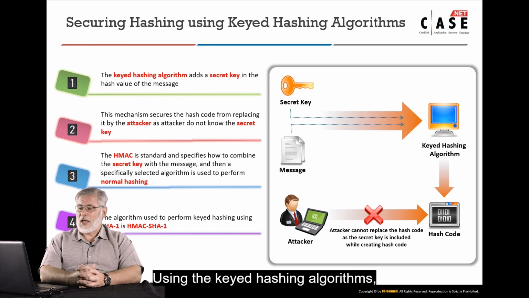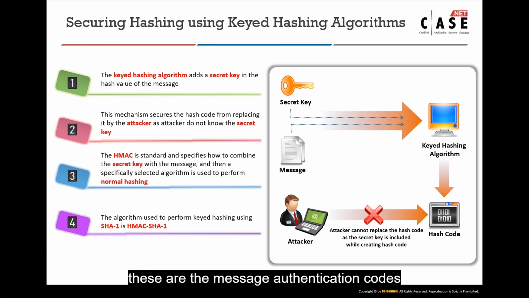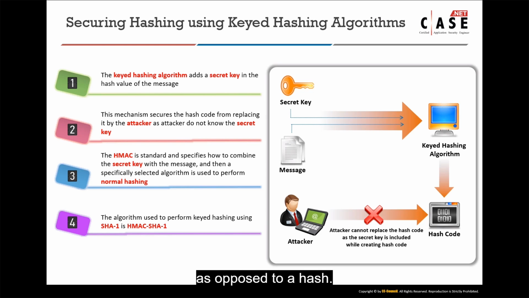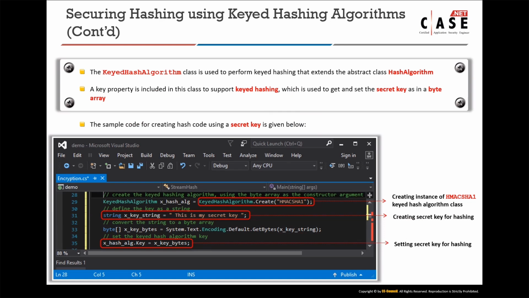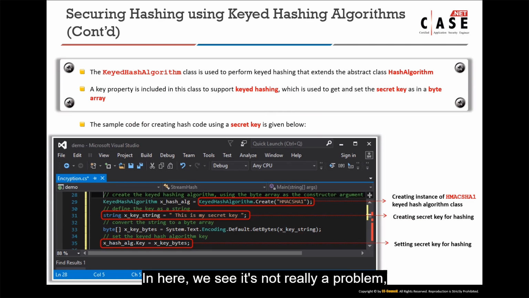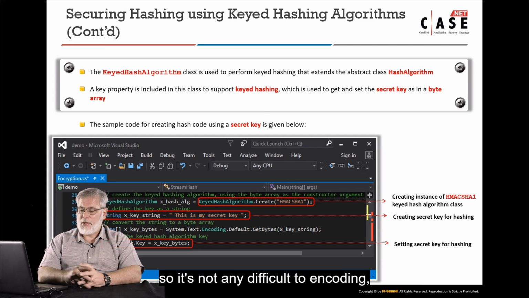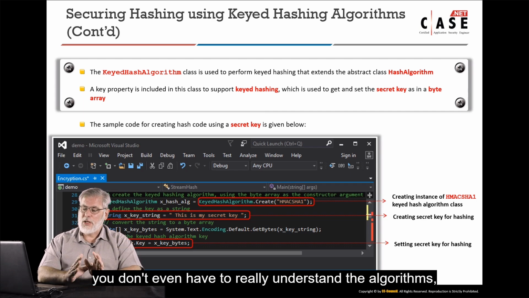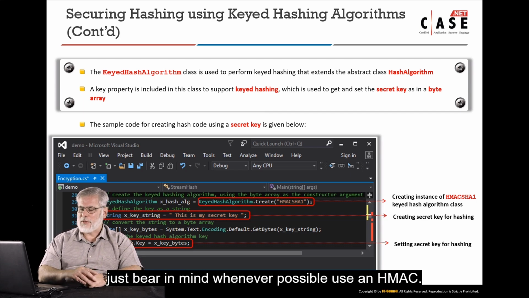Using the keyed hashing algorithms, these are the message authentication codes, or HMACs, that I discussed before. This is a far more secure way of hashing, and whenever possible, you'd like to use an HMAC as opposed to a hash. And here we see it's not really a problem. I'm just using the keyed hash algorithm class, and when I create, I say I create an HMAC of SHA-1. So it's not any difficulty in coding. You don't even have to really understand the algorithms. Just bear in mind, whenever possible, use an HMAC.